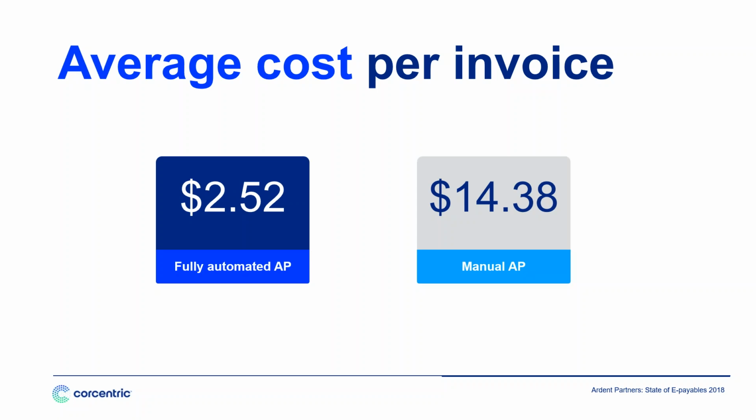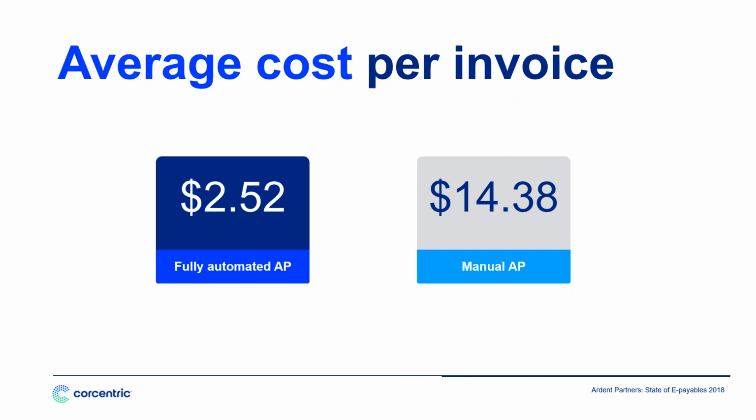$2.52 compared to $14.38. That's nearly 6 times. That's a dramatic gap and difference between those companies that are fully automated versus manual. Think about the volume that your company processes. Ask yourself this: if my company is processing a manual AP invoice at $14.38, what does that look like when my company becomes best in class and I'm fully automated?